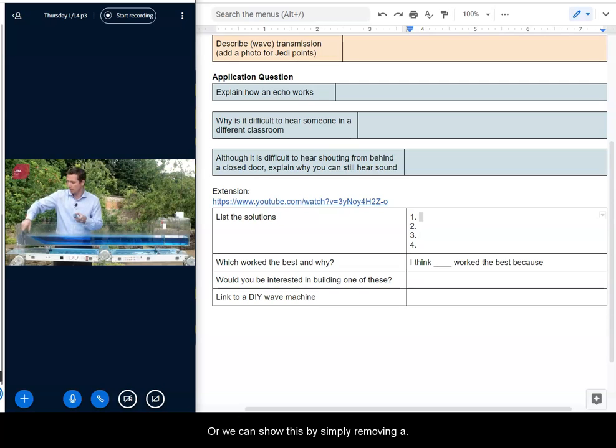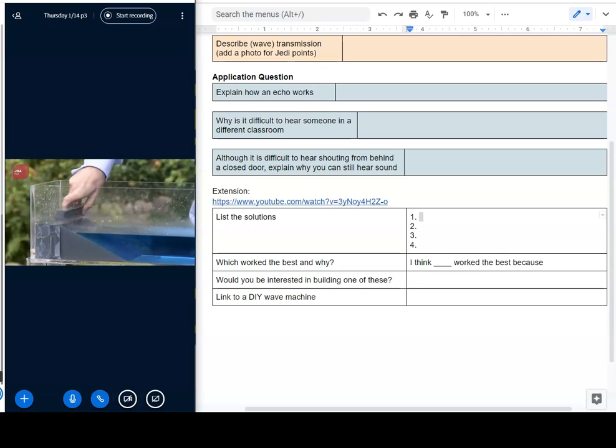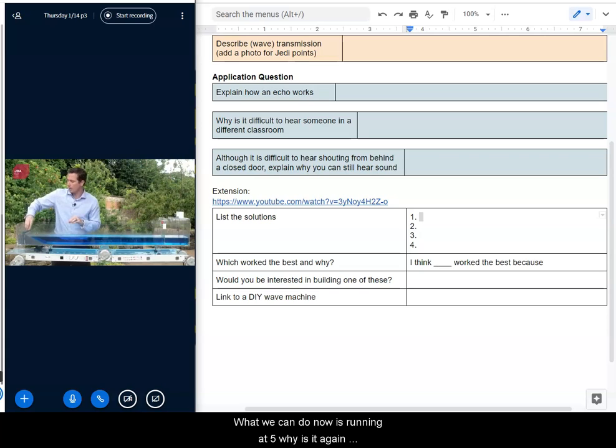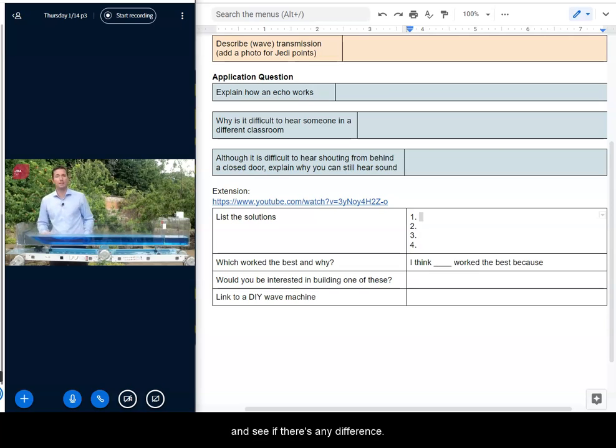Now we can show this by simply removing our vertical wall and clipping in our recurve. Now what we're going to do now is run our 5 waves again and see if there's any difference.